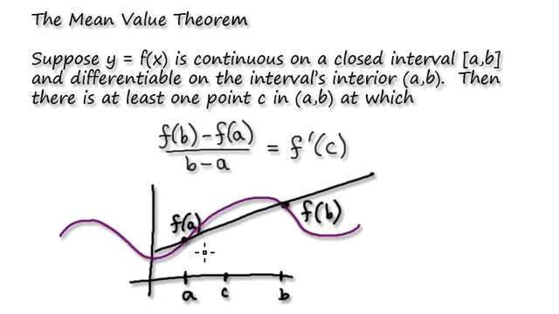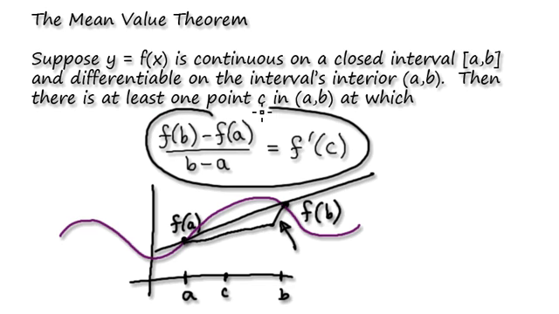So it's like you trying to start at f of a and somehow climb to f of b, where you have to keep your gradient below the average gradient. Here, if you keep your gradient always below the average gradient, you will never reach f of b. In order for you to reach f of b here, then this gradient must be above the average gradient. So when you think about the mean value theorem, think about this part here.